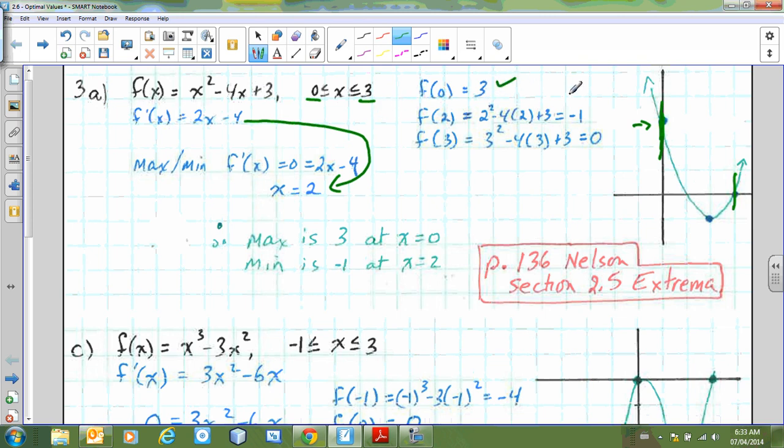So clearly that's my maximum, that's my minimum. Just stated, the max is the value of 3. It occurs at x equals 0. The minimum is a value of -1. It occurs when x is equal to 2.